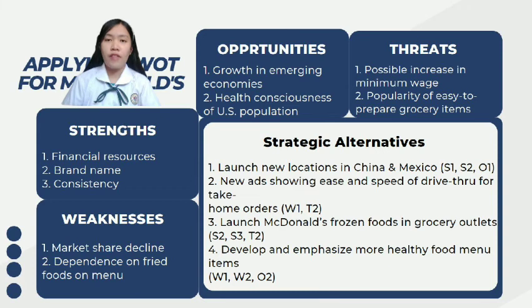The final step is the focus on weakness to opportunity. The final strategic alternative is to overcome internal weakness due to the market share decline and dependence on fried foods on its menu in order to develop and market more healthy food items. Shoring up these internal weaknesses would improve McDonald's chances to take advantage of the external opportunity provided by the increased health consciousness of the U.S. population.